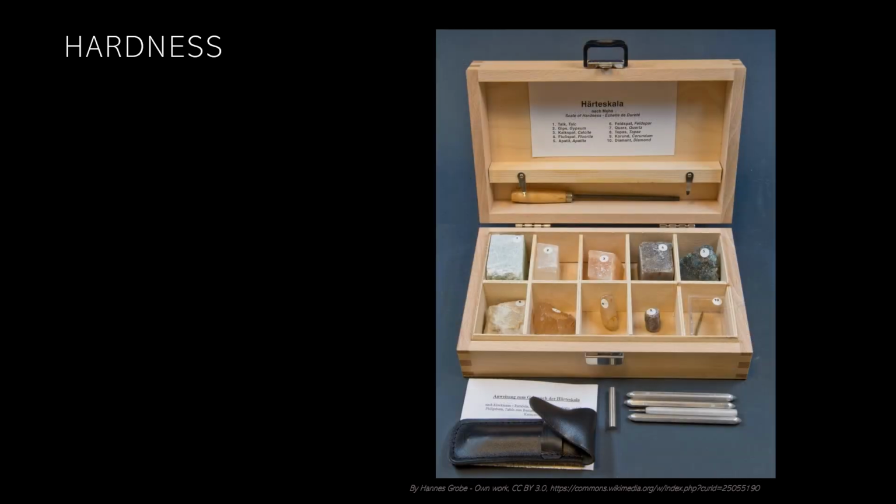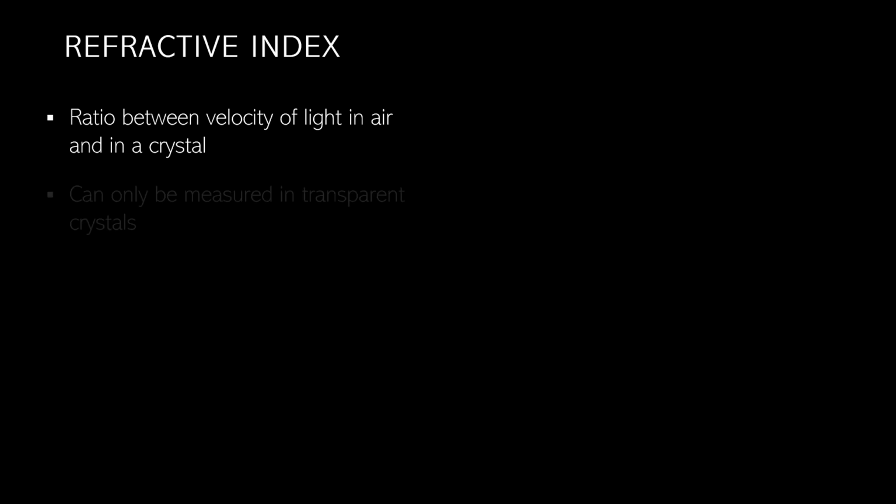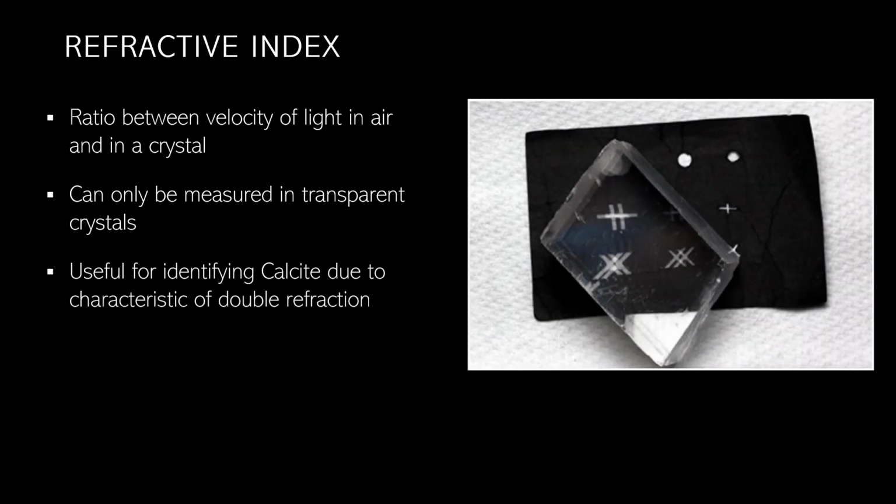Small samples of known minerals on Mohs scale can also come in handy. Refractive index. This is the ratio of the velocity of light in air to its velocity in a crystal. It's not really a field measurement and needs transparent crystals to be able to measure it. However, one particular crystal, calcite, exhibits a phenomenon known as double refraction, making it easy to identify.